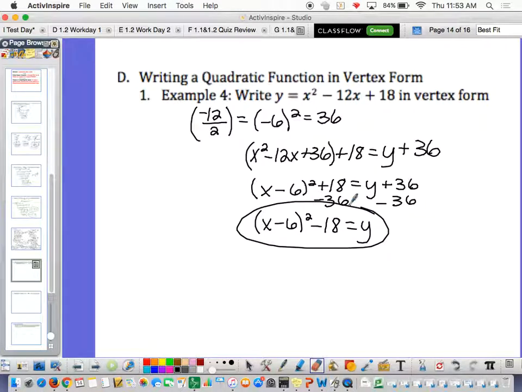That is vertex form. Now, Big Ideas is going to want you to identify the vertex. Well, you learned how to do that last chapter. Your vertex is positive 6, negative 18. That's the vertex. So now if you need to graph and you're like, I don't know how, you can complete the square, put it in vertex form. You're welcome.